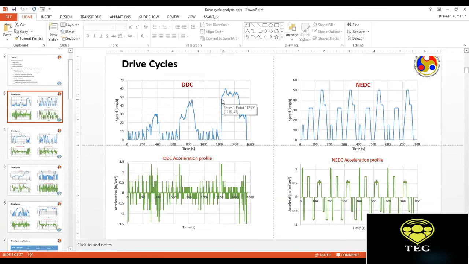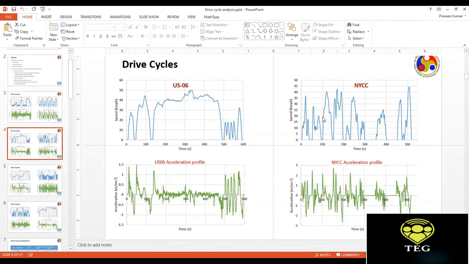So if you see in Delhi drive cycle, once a driver reaches the speed of 50 kilometers per hour, then again there is an acceleration and the person tries to reach 60 kilometers per hour. Whereas in case of New York City cycle, the speed never goes beyond 50 kilometers per hour. So it essentially means that if you are at a higher speed and you accelerate, then your power demand is higher. Whereas in New York City cycle that does not happen.